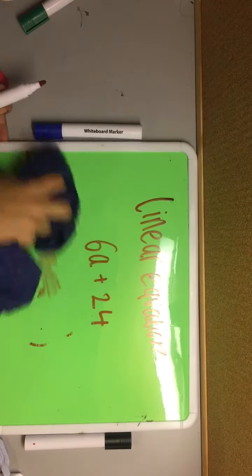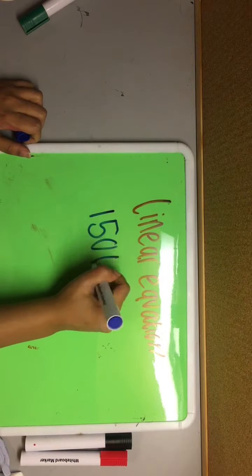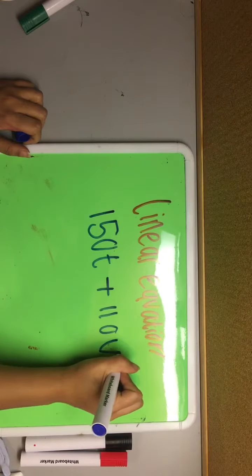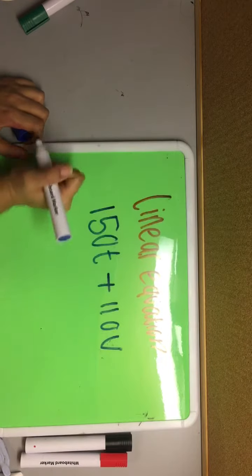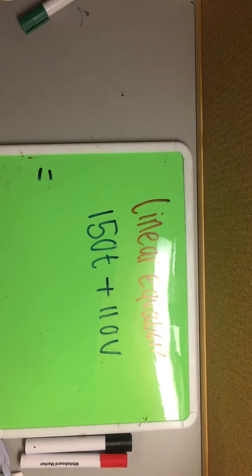Let's look at another example, which will be 150t plus 110u. I'll give you a few moments to try it out. So remember, find the highest common factor and in the brackets make up what's left over.